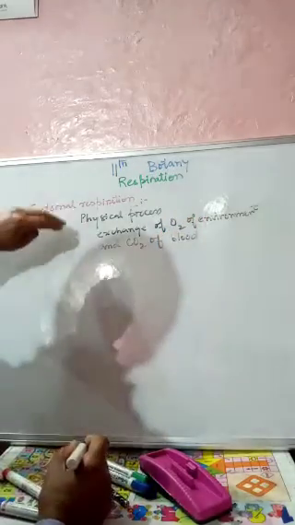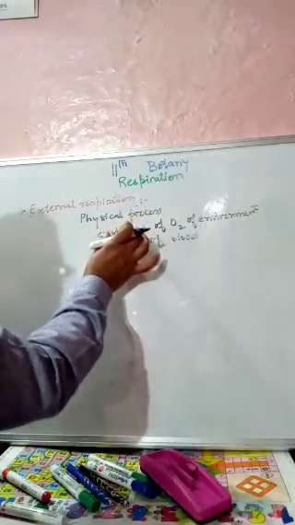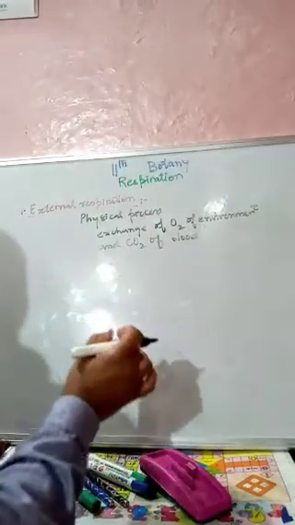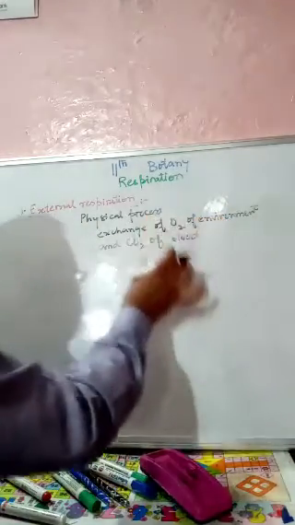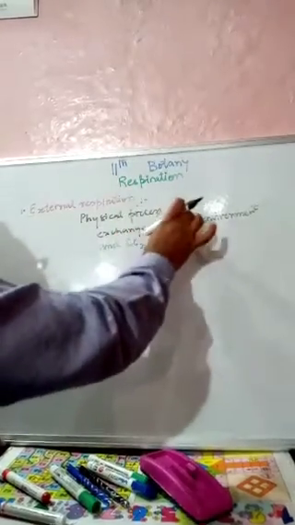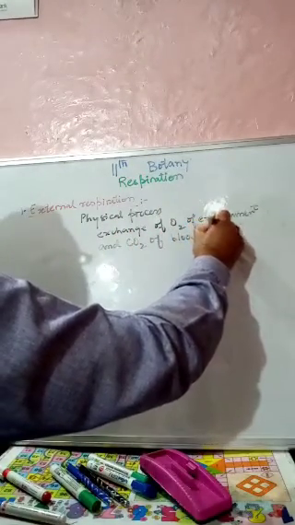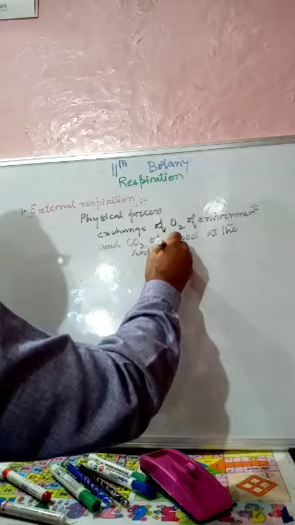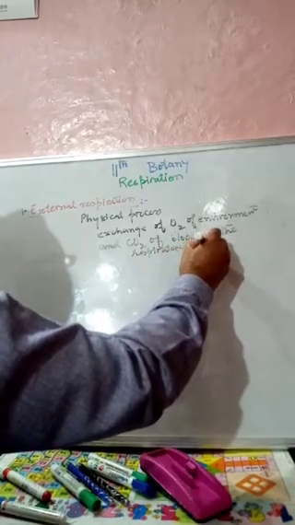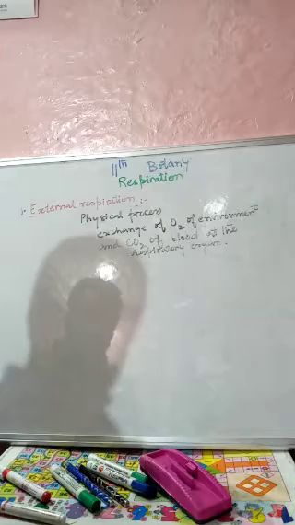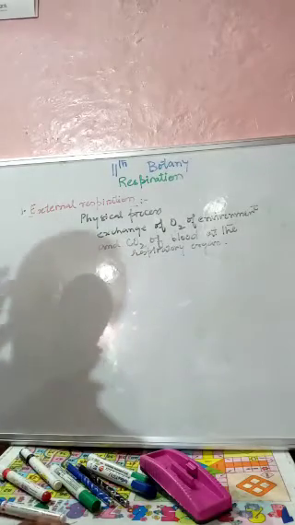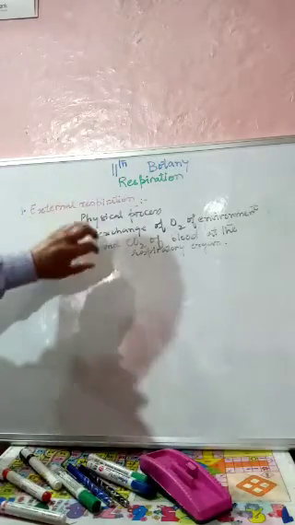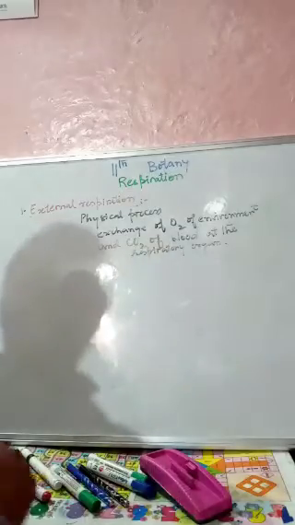So here, external respiration is the physical process where there is an exchange of oxygen of the environment and carbon dioxide of the blood. Where this exchange of oxygen and carbon dioxide takes place, it takes place at the respiratory organ. This is first. So external respiration is simply the physical process where there is the exchange of oxygen of the environment and carbon dioxide of the blood at the respiratory organ.